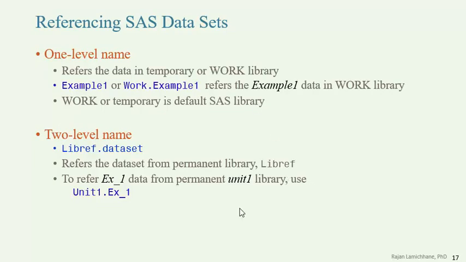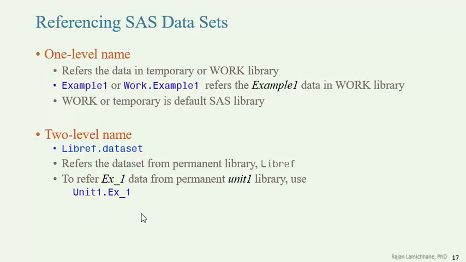Let's discuss how we can refer to these files from temporary as well as permanent libraries. There is a rule for two-level and one-level names. If your data is in a permanent library, you need to refer to the data by using a two-level name. The format for the two-level name is libref dot dataset, or libref period dataset. The libref is the name of the library you have assigned, and dataset is the name of the data.